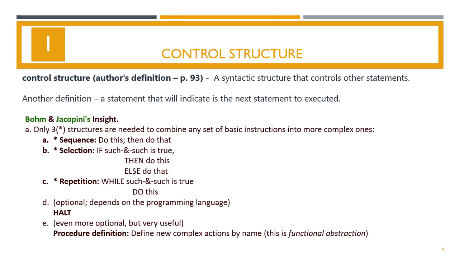Two Italian computer scientists, Bohm and Jacopini, in the 60s, they had this insight. You can write any program using only 3 ways to get to other statements. And the first way is sequence. That's what we've been doing. You just go right in order. Statement 1, statement 2, and so on.